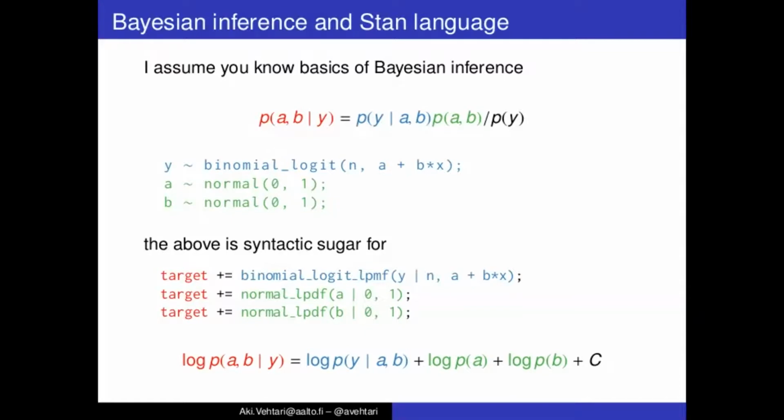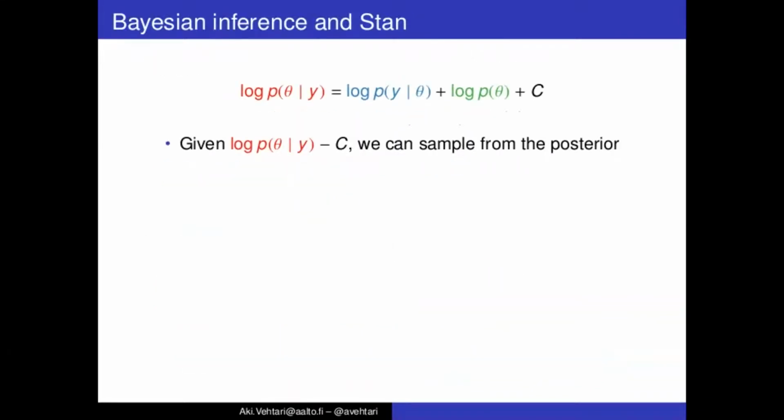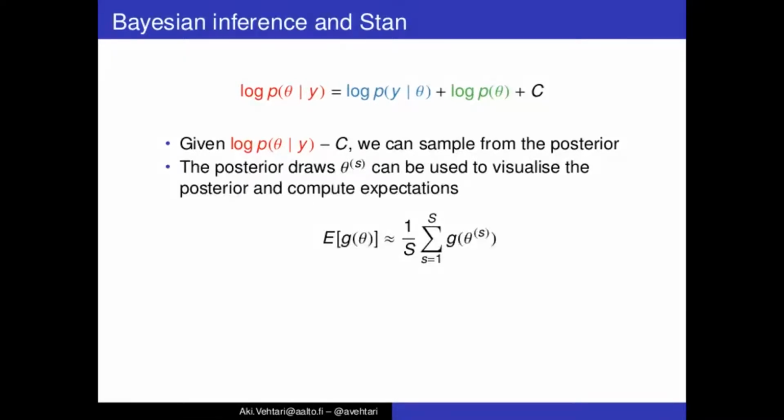And then now these correspond, instead of building the posterior density, we are building the log posterior density by adding terms of these log likelihoods and log priors. The reason for working on the log density scale is that with the floating point number representation we get much more accuracy if we stay in log space. Then having this log density, we can sample from the posterior. So there are various algorithms, and then given these posterior draws, we can use them to visualize the posterior or compute expectations with these empirical means from the posterior draws.